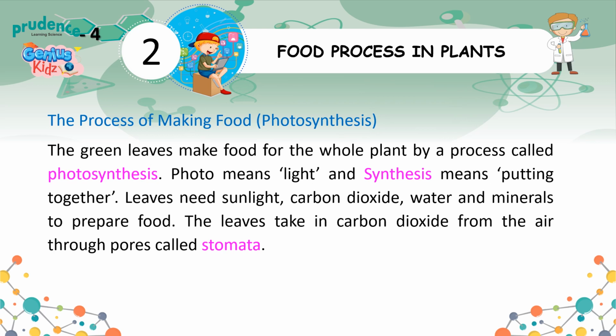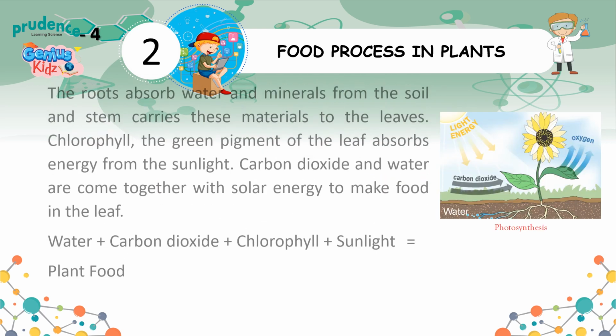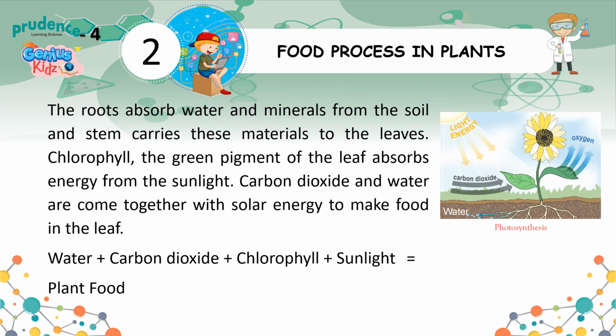The green leaves make food for the whole plant by a process called photosynthesis. Photo means light and synthesis means putting together. Leaves need sunlight, carbon dioxide, water and minerals to prepare food. The leaves take in carbon dioxide from the air through pores called stomata. The roots absorb water and minerals from the soil and the stem carries these materials to the leaves.